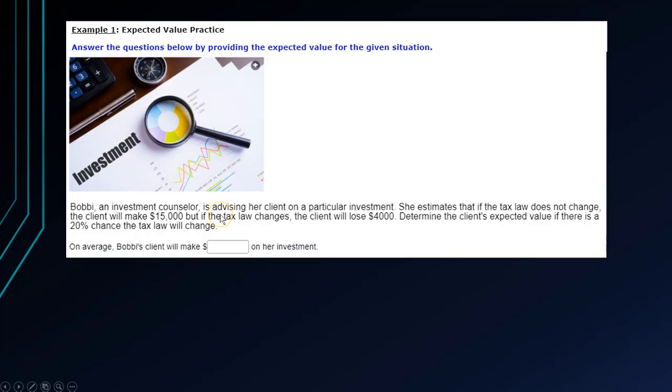Bobby's an investment counselor, and she's advising her client on a particular investment. She estimates that if a tax law does not change, the client will make $15,000. But if the tax law changes, the client will lose $4,000. Determine the client's expected value if there is a 20% chance the tax law will change.